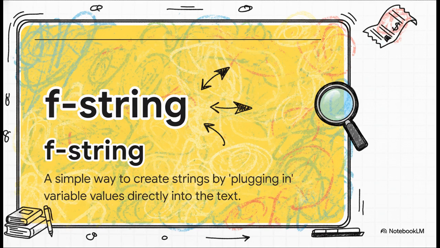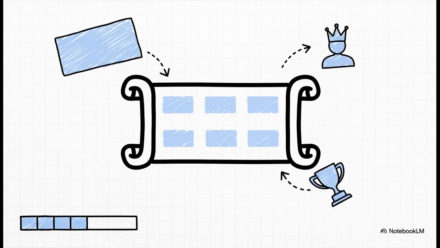Think of it like a fill-in-the-blanks puzzle. You write out your text and just drop in little placeholders where you want your variables to go. It makes building strings so easy. And this brings us to line 4. Now, I know, it looks a little intimidating, it's a bit of a monster, but it's still just one single line of code.